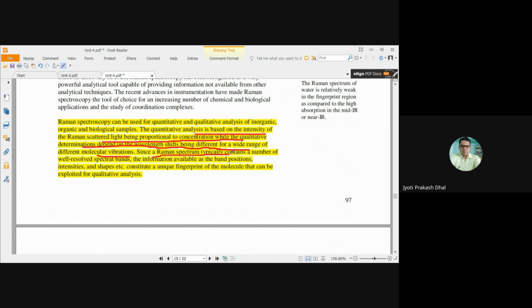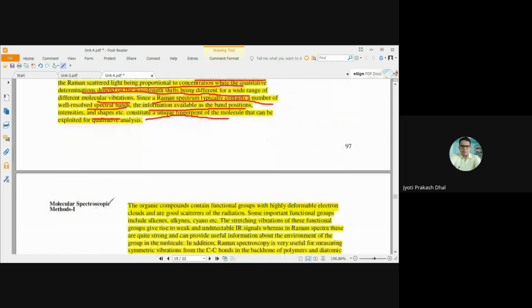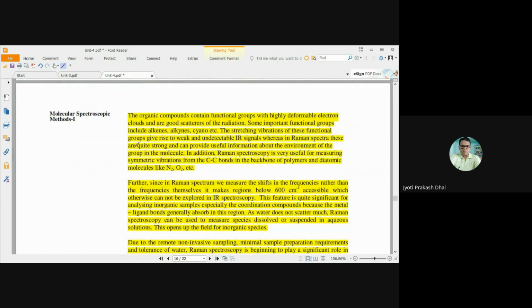Since the Raman spectrum typically contains a number of well-resolved spectral bands, the information available from the band position, intensity, and shapes constitutes a unique fingerprint of the molecule that can be exploited for analysis. Now, organic compounds that contain functional groups with highly deformable electron clouds are good scatterers of the radiation. Some important functional groups include alkenes, alkynes, and cyano groups, and the stretching vibrations of these functional groups give rise to weak and undetectable IR signals.